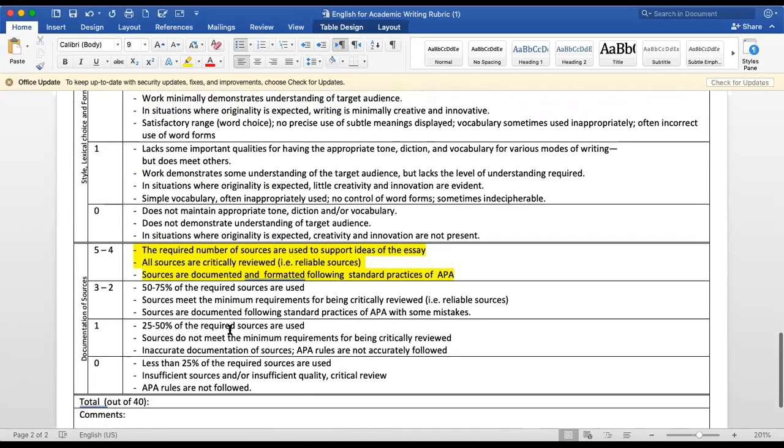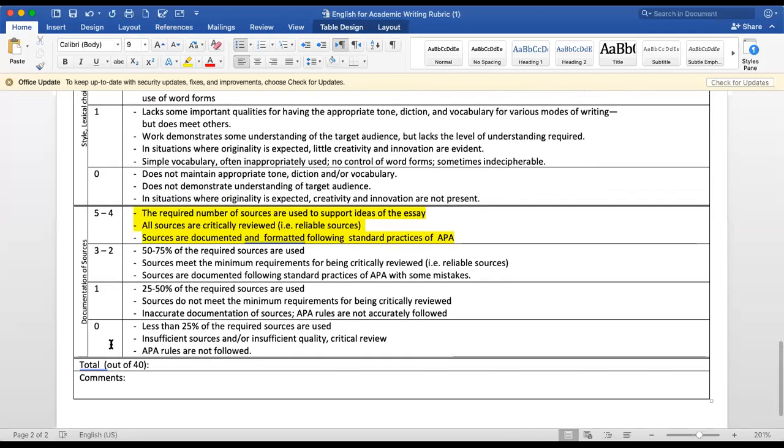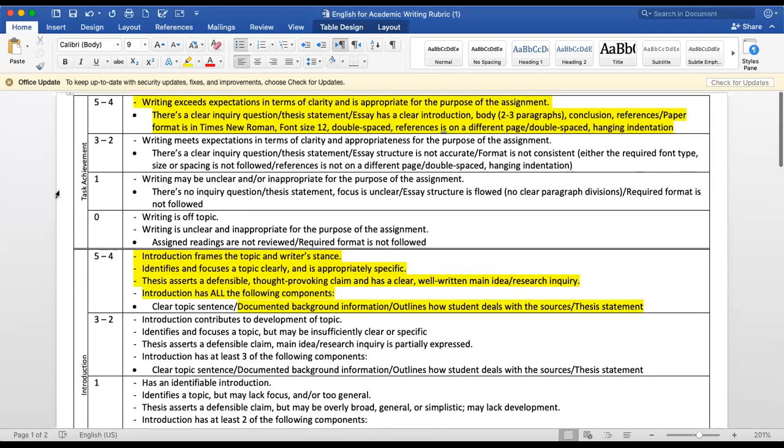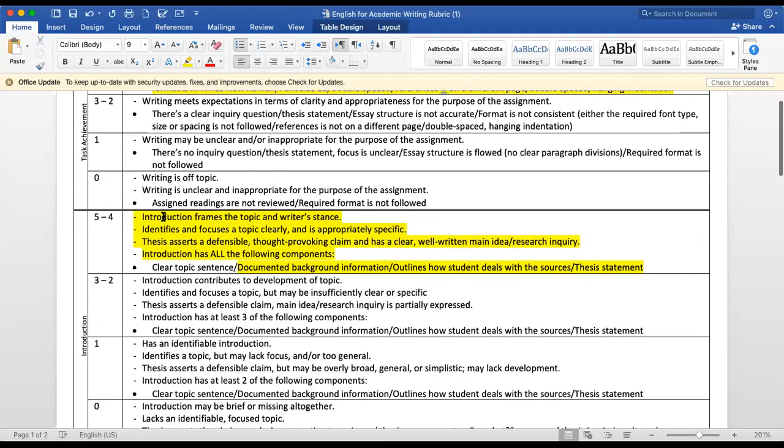And then documentation of sources. The required number of sources are used. If yes, you get the mark. All sources are credible and reliable, and the sources are documented following APA. Be careful. If you just have in-text citation and no reference list, it's a 0. If you have a reference list and no in-text citation, it's a 0. So all the sources that appear in your in-text citation must appear in your reference list. Okay? So keep this rubric in front of you because this is the guide.